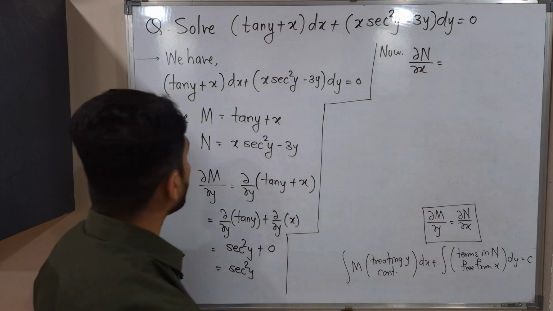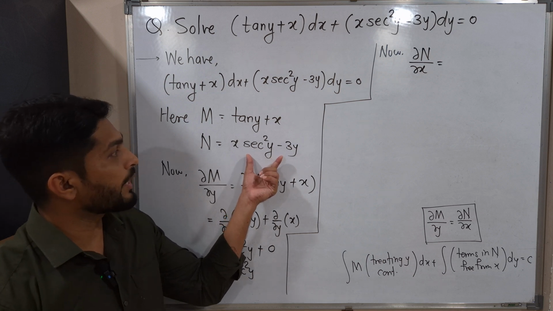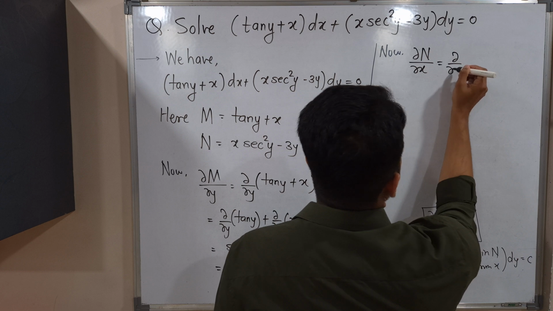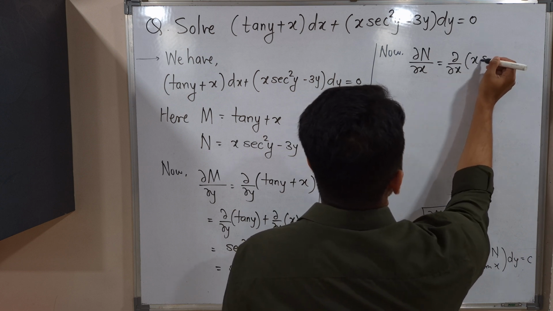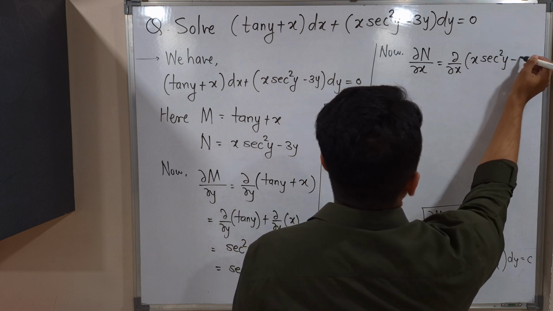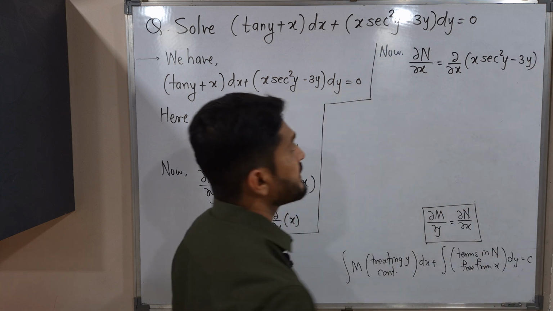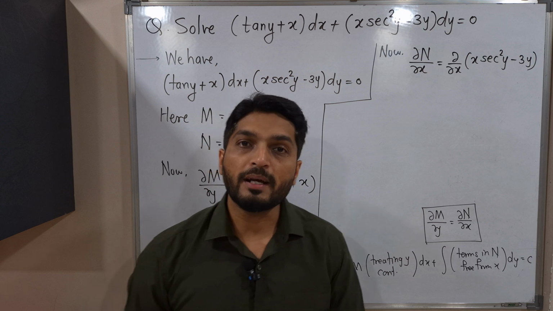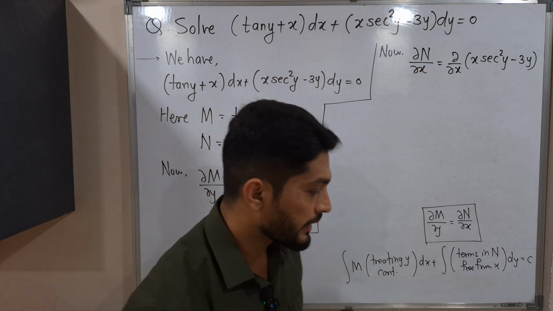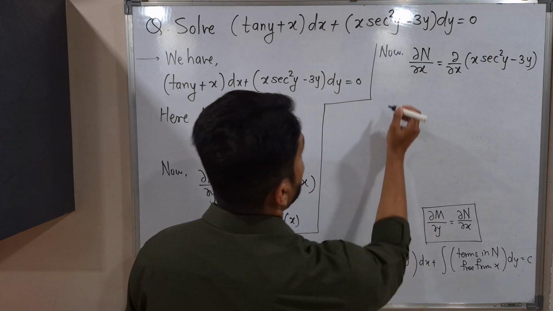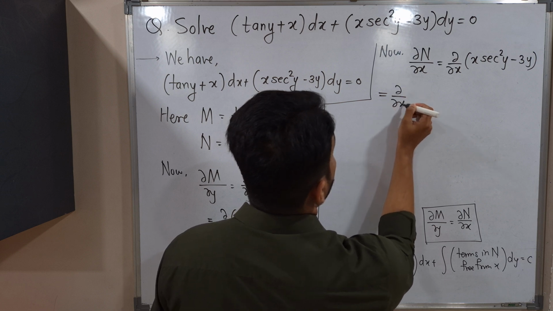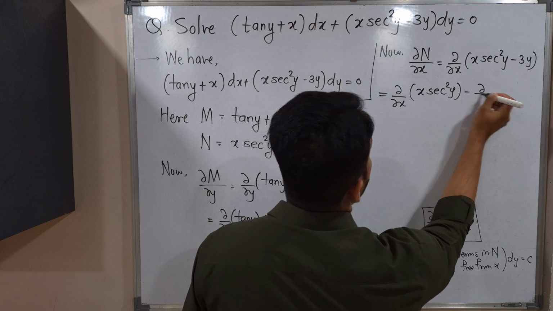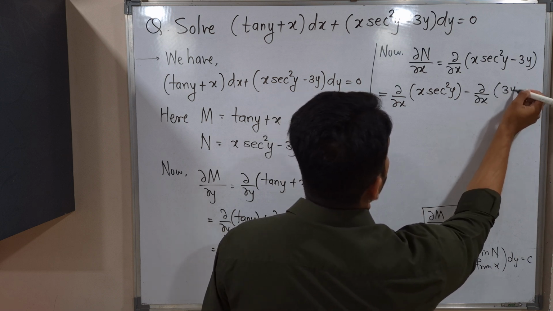What is my n? My n is this one, x sec square y minus 3y. I'm putting it there. Derivative with respect to x of x sec square y minus 3y. So the minus sign is there. Two terms are there, separated by a minus sign. When you have a minus sign, we can take separate derivatives. Tell me what will happen if I take separate derivatives: derivative of x sec square y minus derivative of 3y.